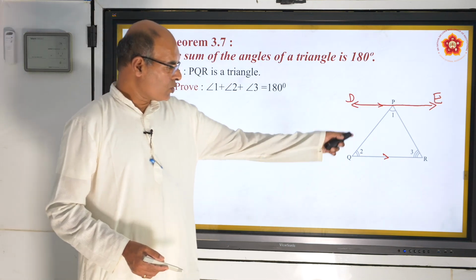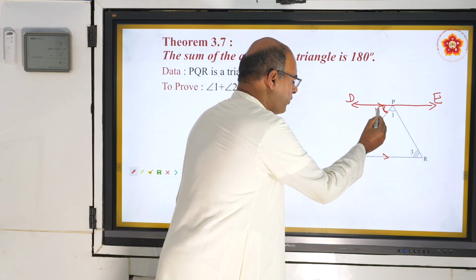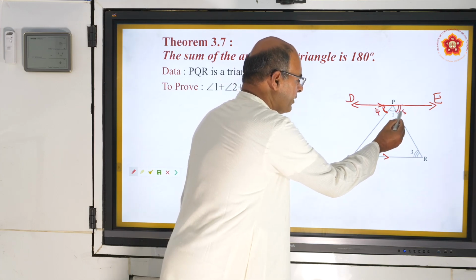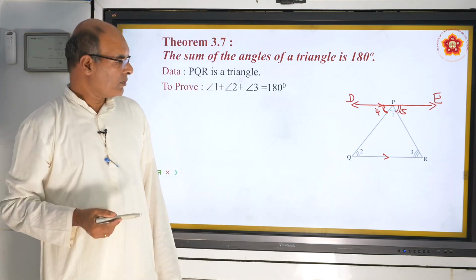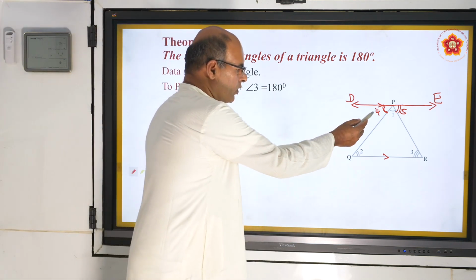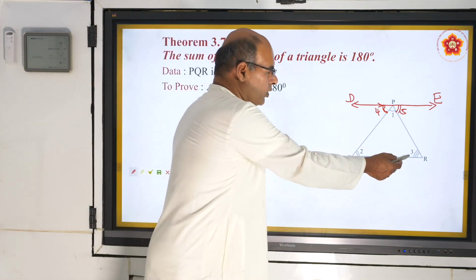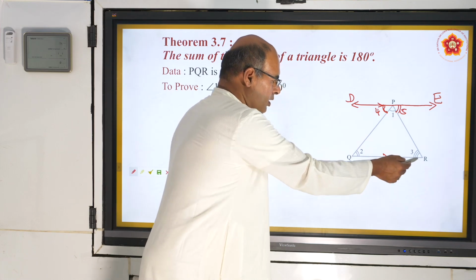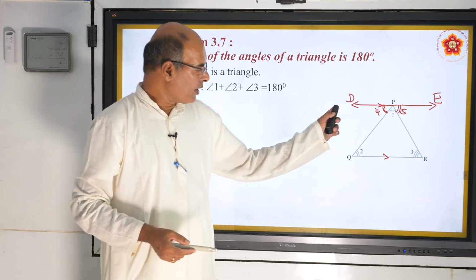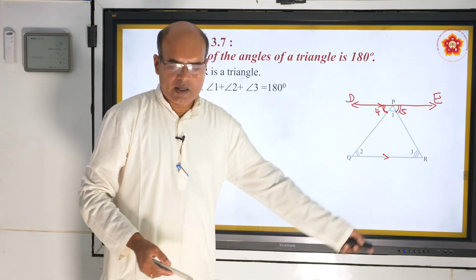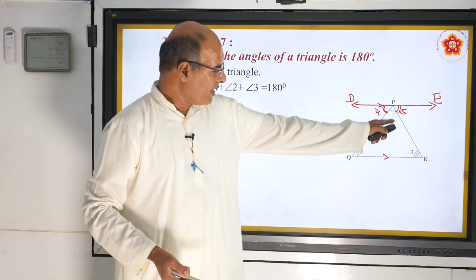If you assume that these two are parallel lines, then the alternate angles are equal. Let it be angle number 4, let it be angle number 5. So these are alternate angles. Therefore, according to theorem 3.3, angle 4 is equal to angle 2. And angle 5 is equal to angle 3 because PR is the transversal. Sorry, QR and DE are parallel lines. PR is the transversal. According to theorem 3.3, angle 5 is equal to angle 3.